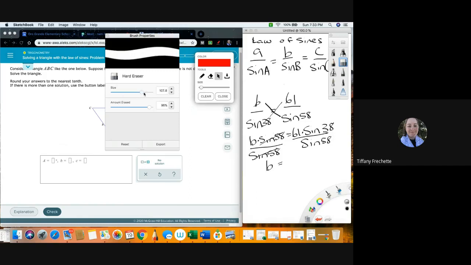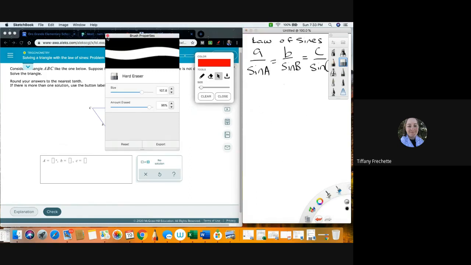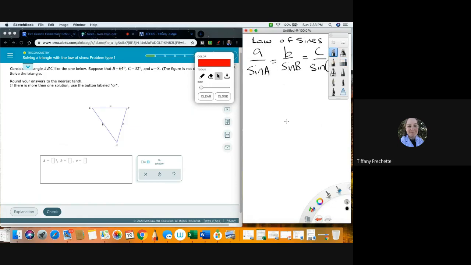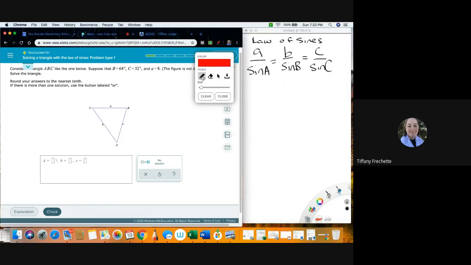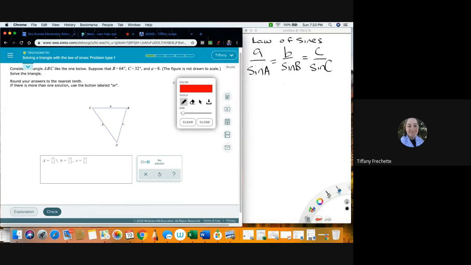Let's go ahead and just erase this, and we'll start over. So I'll just keep writing it on this side, that way I'm not arguing too much with my stuff. So I'll fill in the figure on this side, and then I'll write all the information over here. All right, so we have B is 64, and C is 32, A is 8.